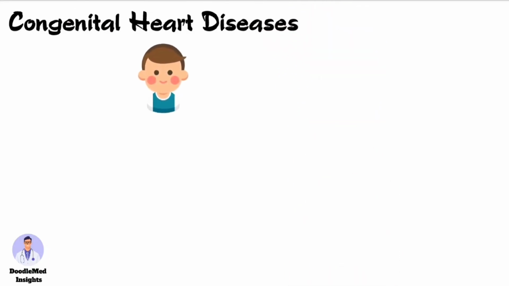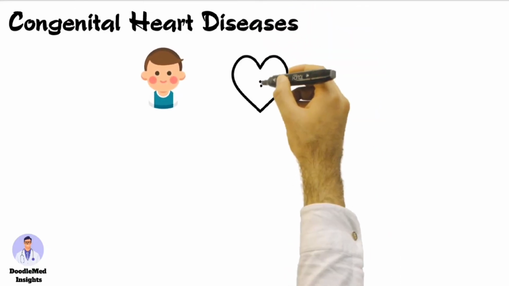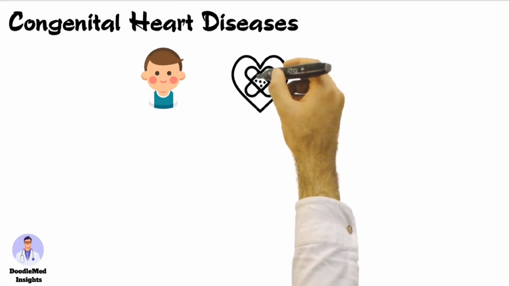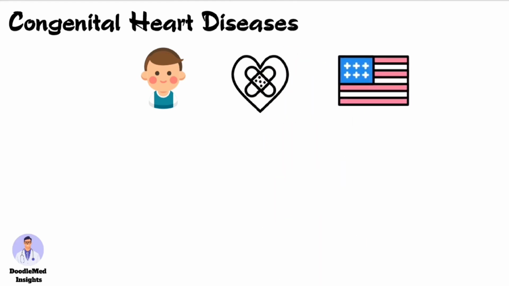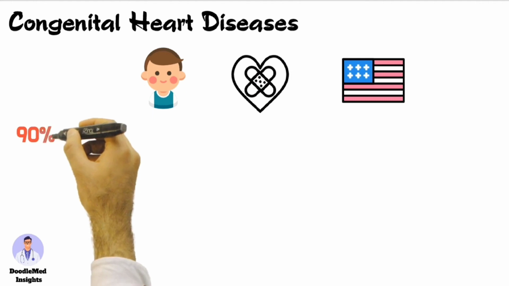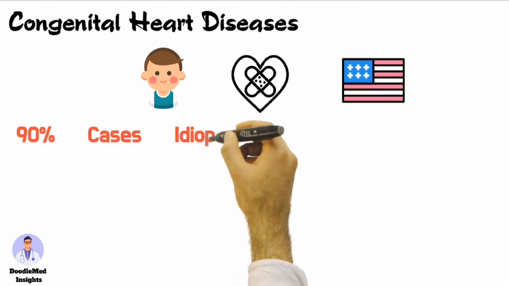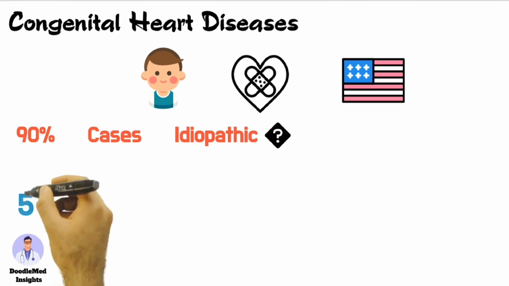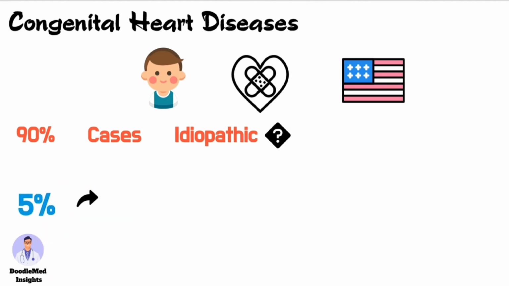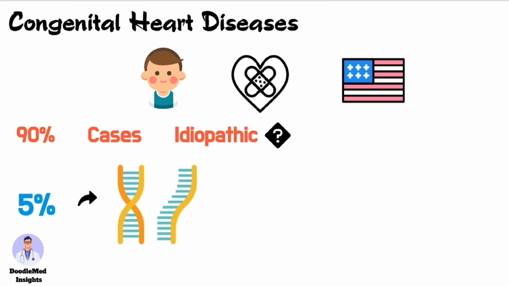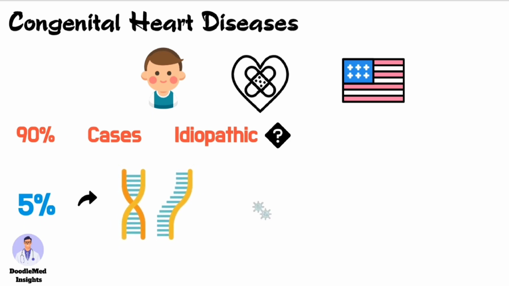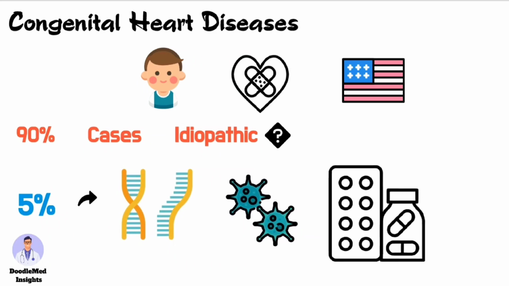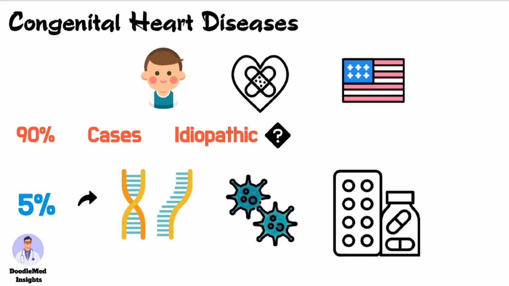Today, we will be discussing congenital heart disease, which is the most common cause of childhood heart disease in the United States. Approximately 90% of cases are considered idiopathic, meaning the cause is unknown, while 5% are associated with genetic diseases, such as trisomies. Viral infections like congenital rubella, or exposure to drugs and alcohol during pregnancy.